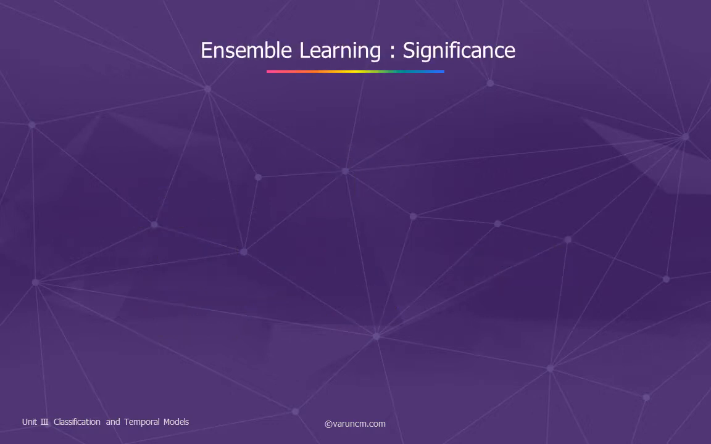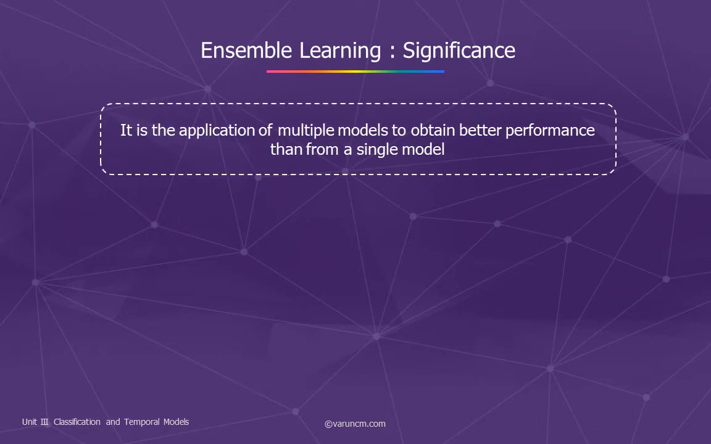Next is ensemble learning significance. What is the significance of using this ensemble learning? It is an application of multiple models to obtain better performance than the single model. So here we are going to obtain a better performance from using a single model to a combination of multiple models.